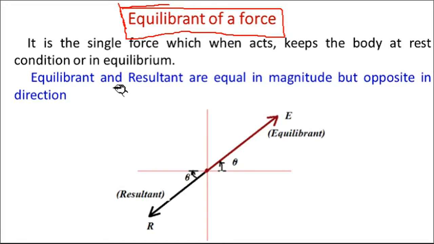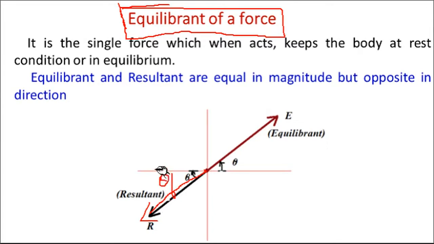Resultant is a single force which, when it acts on the body, can replace a number of forces in the system. Now, how is equilibrant different from resultant? Suppose after finding the resultant of a force system, we get this R at an angle of theta. So this is the position of the resultant.